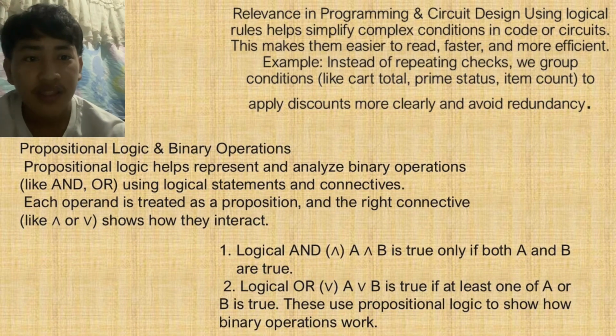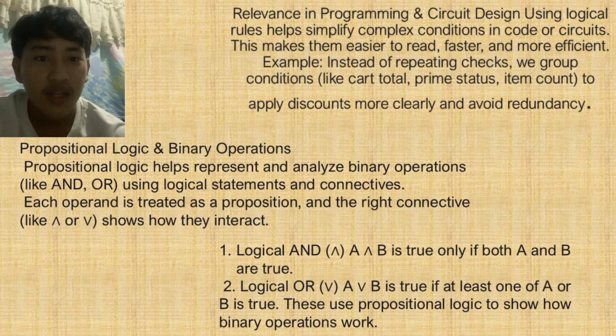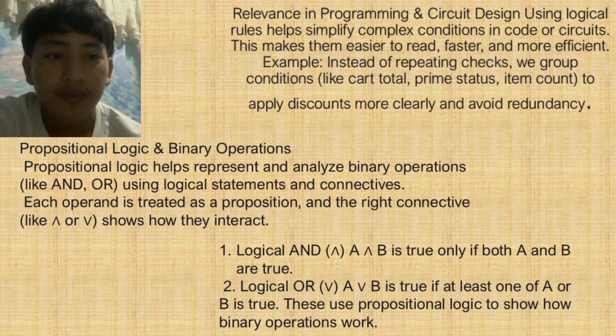Each operand is treated as a proposition, and the right connectives like AND or OR show how they interact. Logic AND: A and B is true only if A and B are both true. Logic OR: A or B is true if at least one of A or B is true. This uses propositional logic to show how binary operations work.